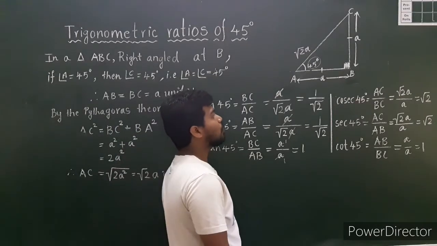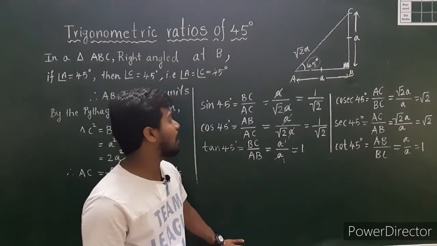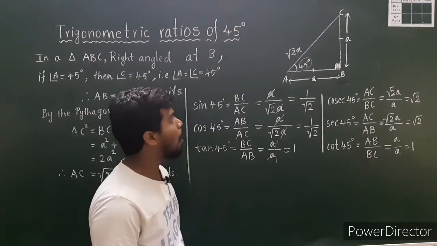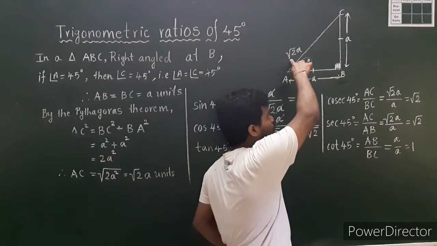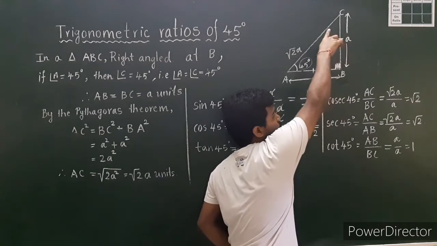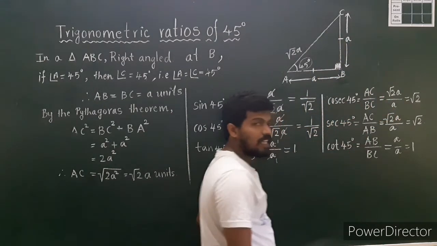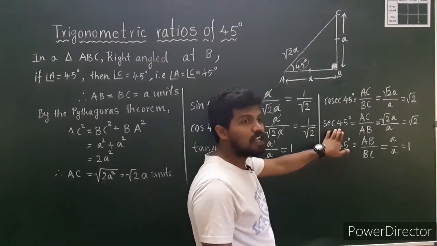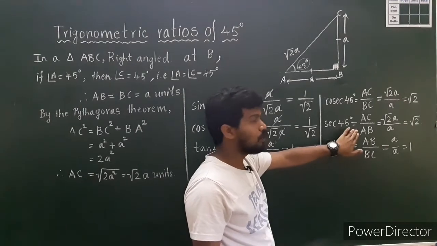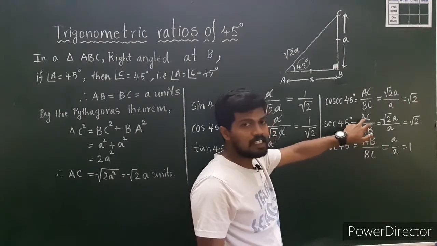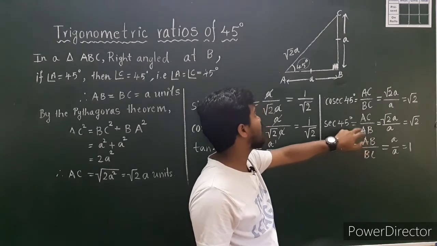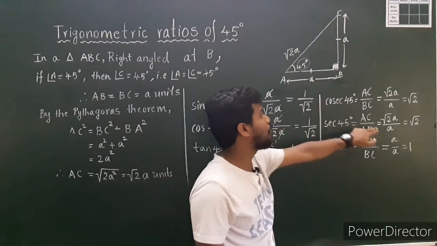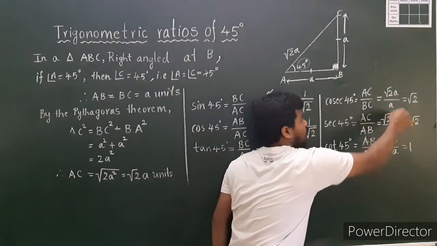Next, cosecant 45 degree. The definition of cosecant is hypotenuse divided by opposite side. The hypotenuse is root 2 a and the opposite side is BC, that is a. So a cancels, you get root 2. And next, secant 45 degree. The definition of secant is hypotenuse divided by adjacent side. The hypotenuse is root 2 a and the adjacent side AB is equal to a. So a cancels, you get root 2.